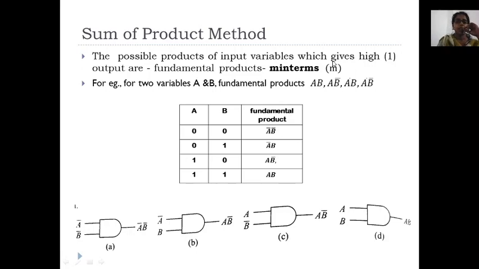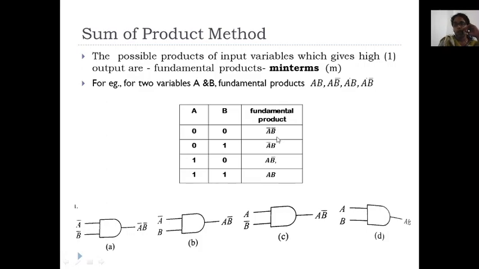For example, if you have two digital variables A and B, the possible combinations of these two variables are tabulated here. A can be 0 and A can be 1. Similarly, B can be 0 and 1. So let's see the first entry, A equal to 0 and B equal to 0. And the corresponding fundamental product is written as A bar B bar.